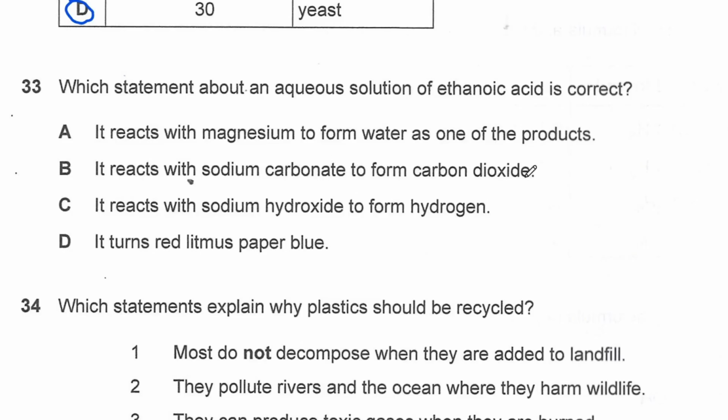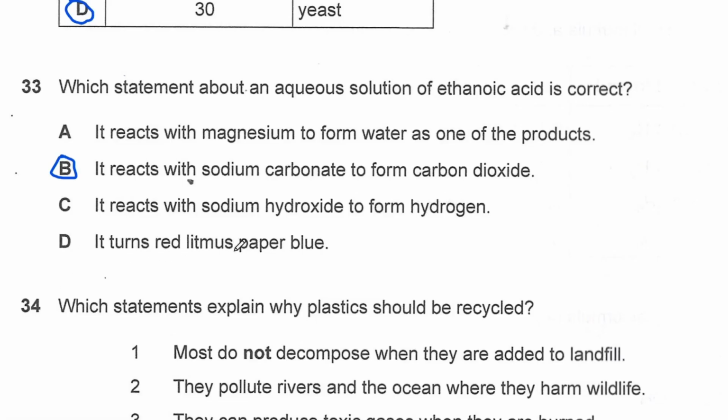That is correct. When an acid reacts with a carbonate, one of the products that will be formed is carbon dioxide. So therefore, our answer is option B. Let's look at option C. It reacts with sodium hydroxide to form hydrogen. That's wrong. Sodium hydroxide is an alkali. Acid plus alkali is going to give us salt and water, not hydrogen gas.